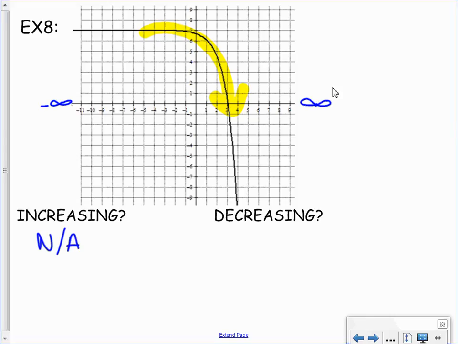What would the x values be? X values less than 3? No. Think about the x values. Just all the x values. It's always falling down. All real numbers. It's always falling down from infinity to infinity, so all real numbers.